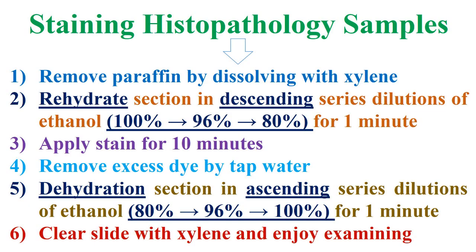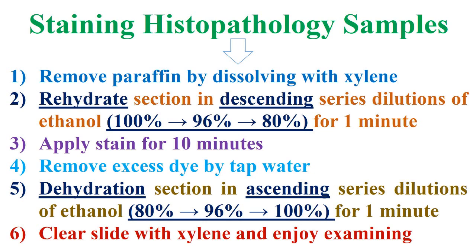So, staining histopathology samples is applied in 6 steps. 1. Remove paraffin from the sample by dissolving with xylene. 2. Rehydrate the section in a descending series of dilutions of ethanol, as follows: 100%, 96%, and 80% for 1 minute.